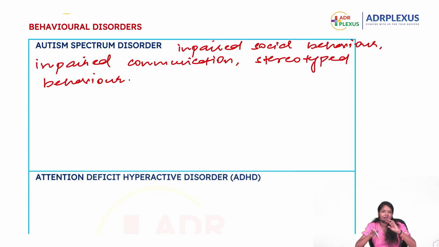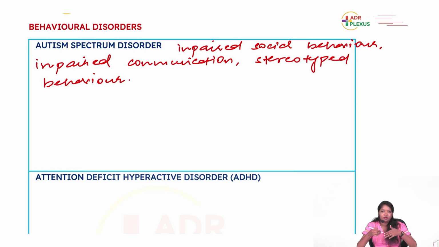Stereotype behavior means they will have interest in certain things. Suppose a baby likes trains. The only toy the baby will want is a train. The parents will keep on buying trains and the baby will keep on playing with trains. If the baby wants to draw something, he will draw a train. If he wants to see something, he will insist on a train.